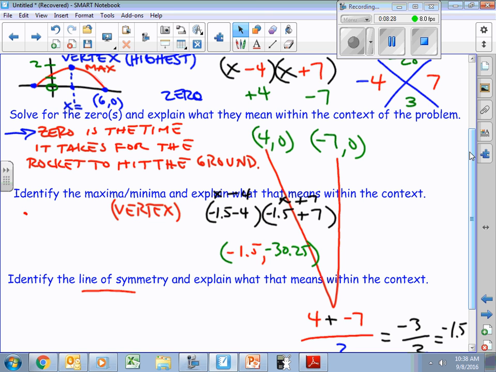Now, your calculator is going to do all the work for you. You do open parenthesis, the negative 1.5 minus 4, close parenthesis, do the same thing again, plug it in, hit enter. That will get you the point.